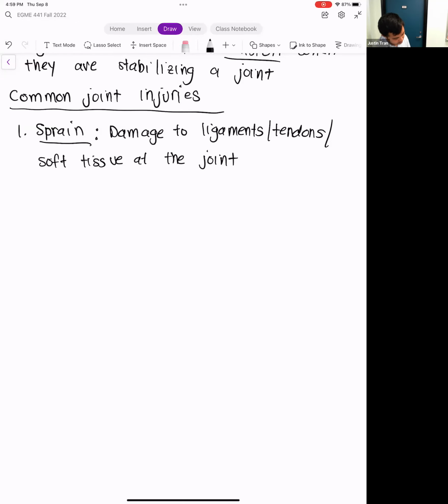And these are often caused when you have any kind of abnormal or excessive movement or twisting or displacement of the articulating bones of the joints.